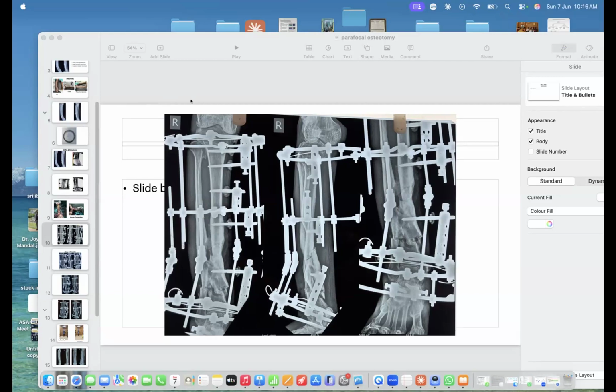Yes. If the angulation is very small, then we use only conical washers. If that is too much, then we might use fixed hinges sort of thing.